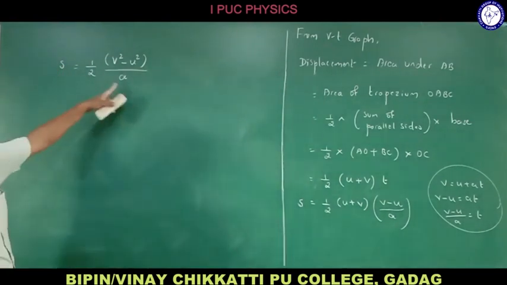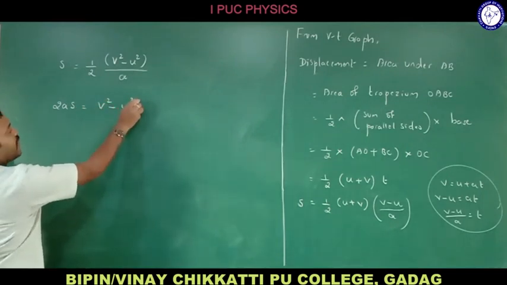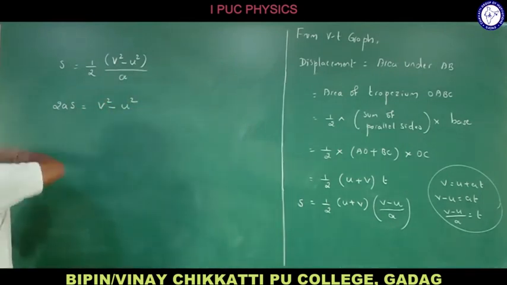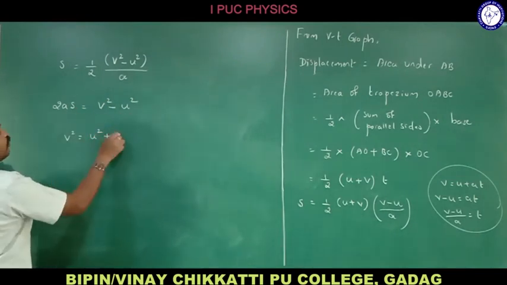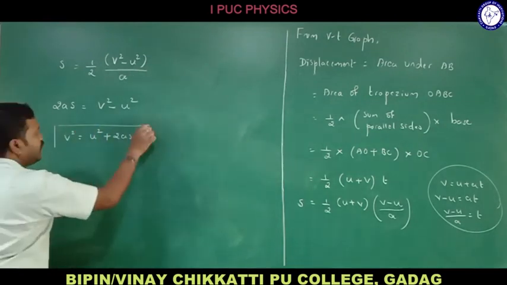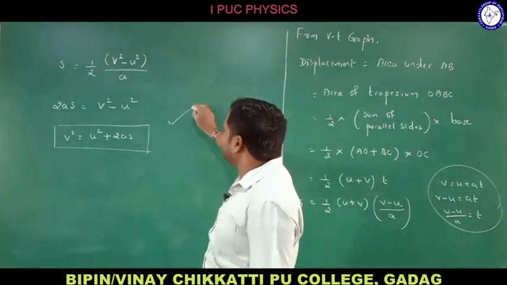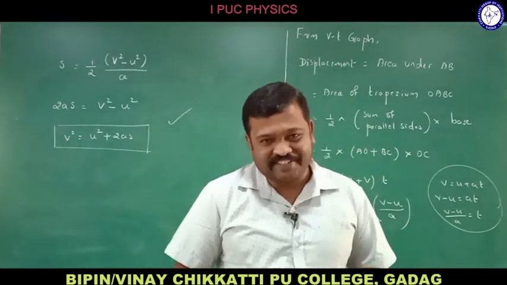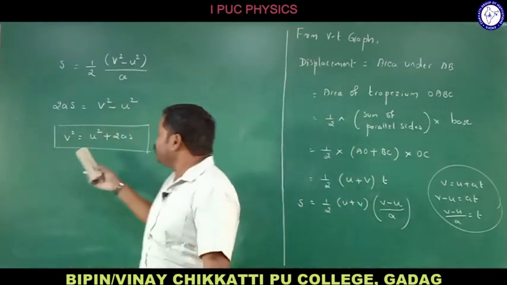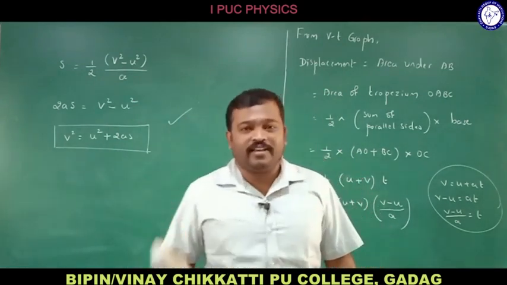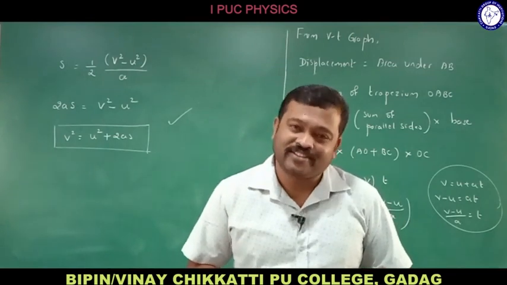Now let me bring this 2a also here. What do you get? 2as is equal to v square minus u square. Shall I bring u square to this side? What do you get? v square is equal to u square plus 2as. So this is the derivation of the third kinematic equation by using the v-t graph. By using the v-t graph, we have derived v square is equal to u square plus 2as. This is one of the important derivations.